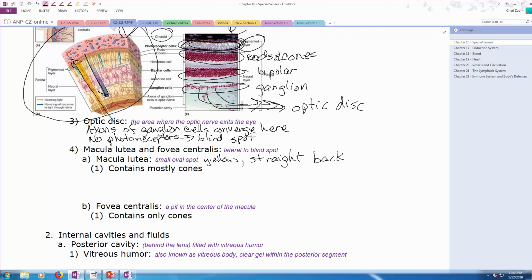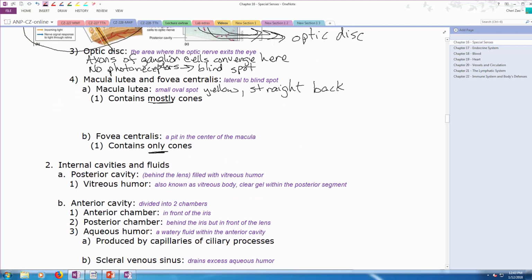Now, what's interesting in the macula lutea, that is an area that is mostly cones. So mostly, does that mean all cones? No, because the only area that is only cones is in the very center of the macula lutea called the fovea centralis. What's interesting about that fovea centralis is cones are there with no bipolars or ganglion cells.